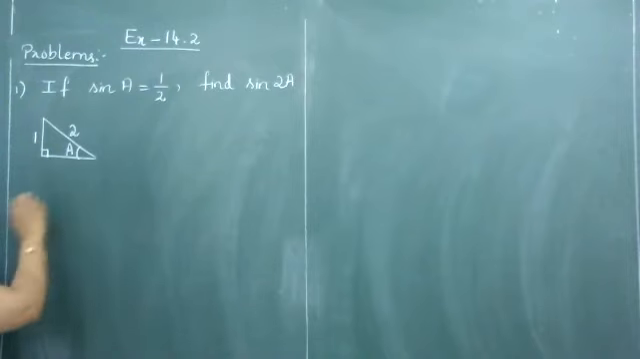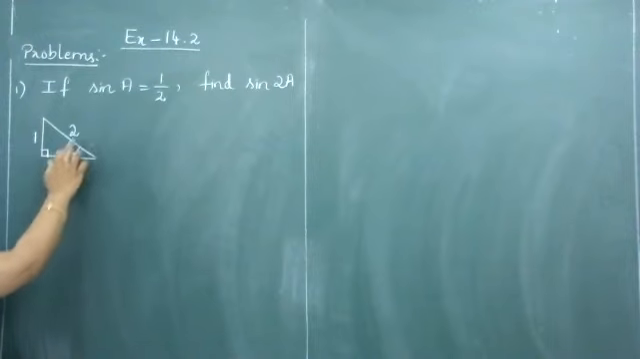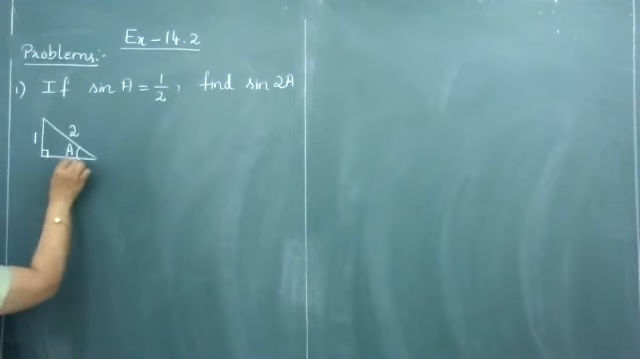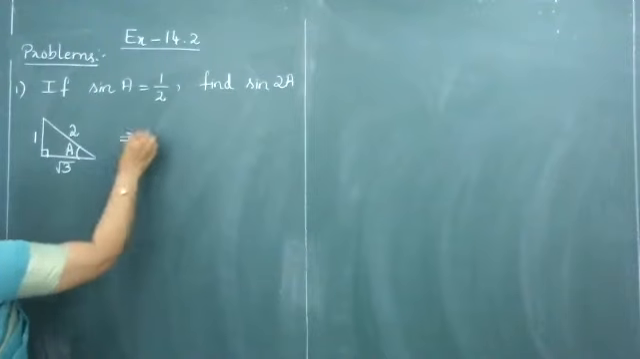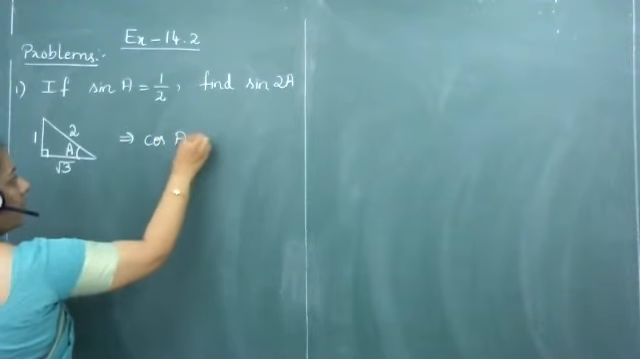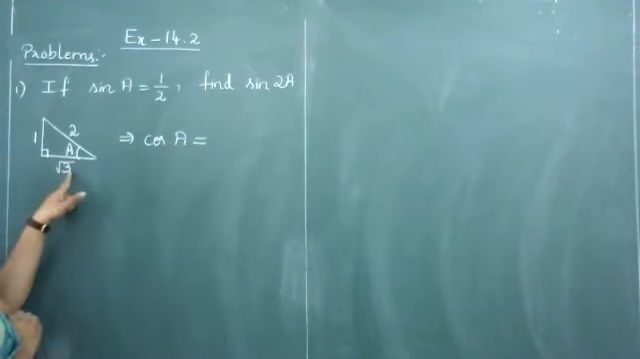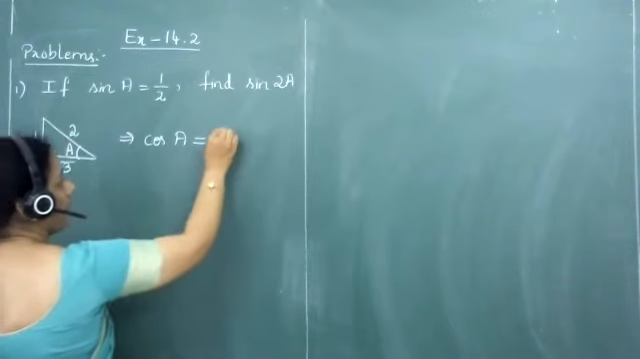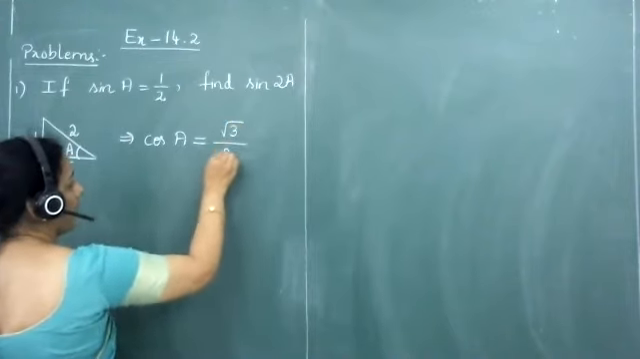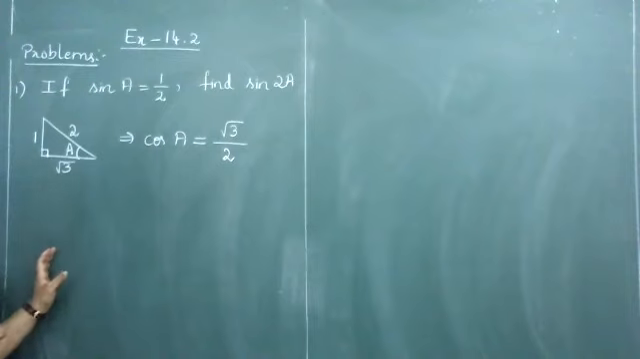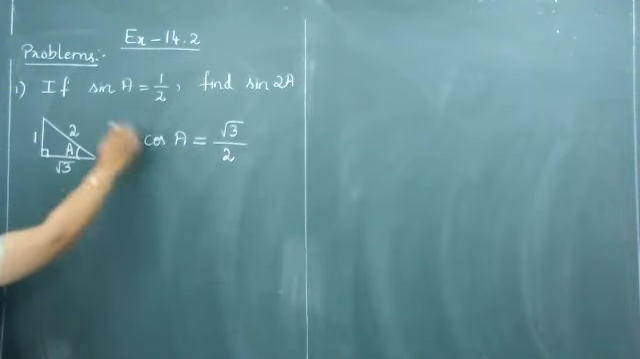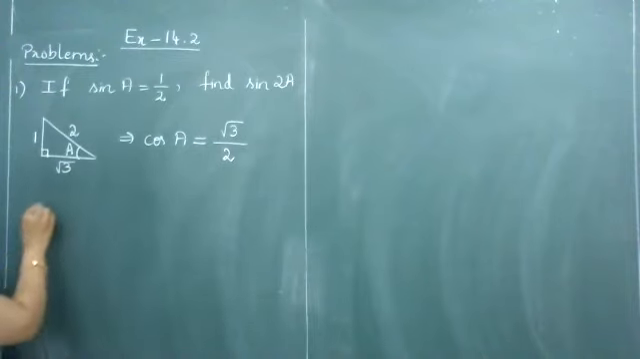When you use Pythagoras theorem, the remaining side will be equal to square root of 4 minus 1, which simplifies to square root of 3. And so the value of cos A is equal to the adjacent side divided by the hypotenuse in the right angle triangle. So it will be root 3 divided by 2. Now both sin A and cos A are there with us.